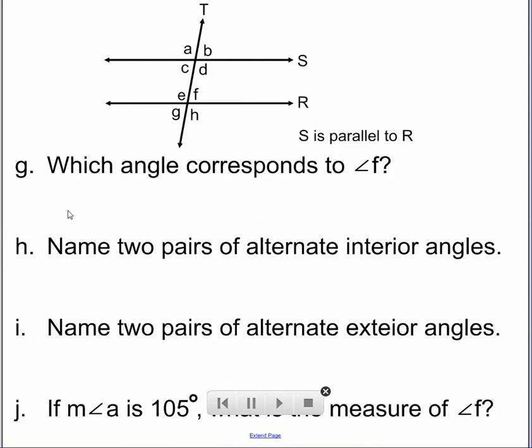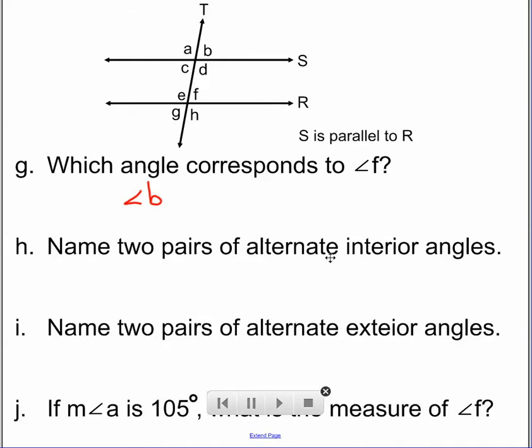Last couple bits of information here. Which angle corresponds to angle F? That would be angle B. Those are corresponding angles. So F and B are corresponding angles. H and D are corresponding angles. G and C are corresponding angles. A and E are corresponding angles.